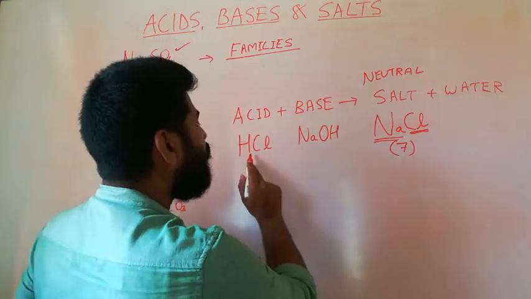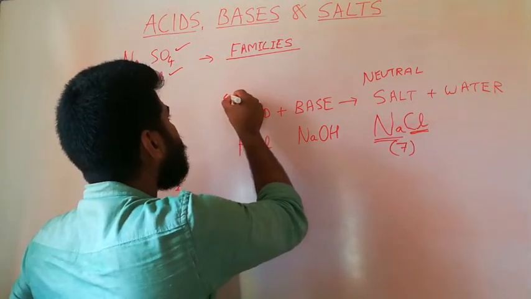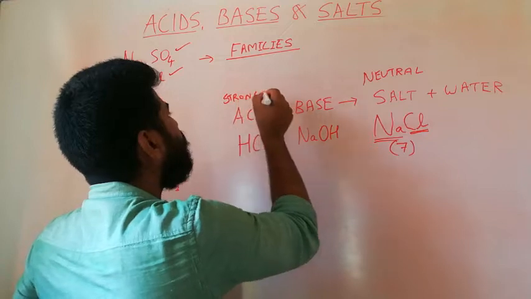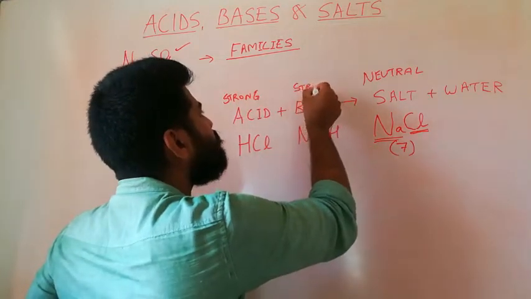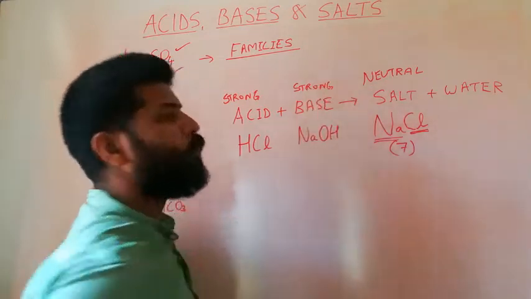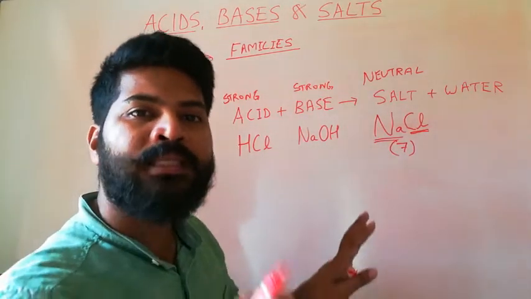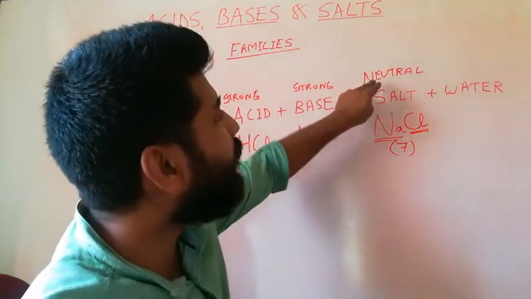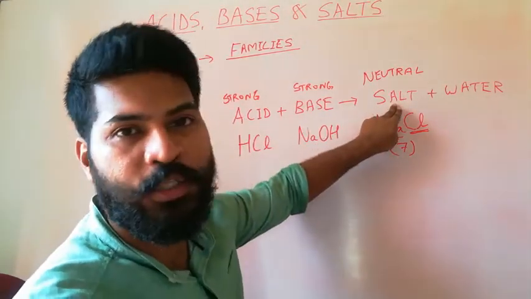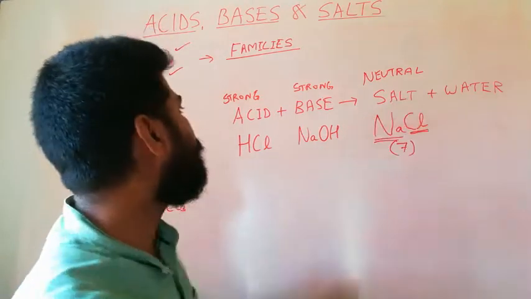So in this example, hydrochloric acid is a strong acid, and equally sodium hydroxide is also a strong base. So when a strong acid and a strong base react chemically, we get a neutral salt. That is point number 1.